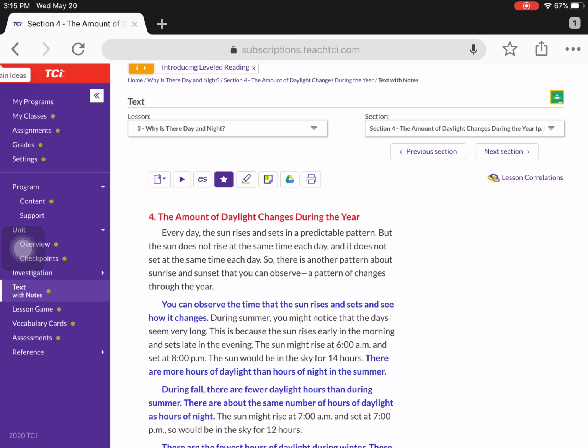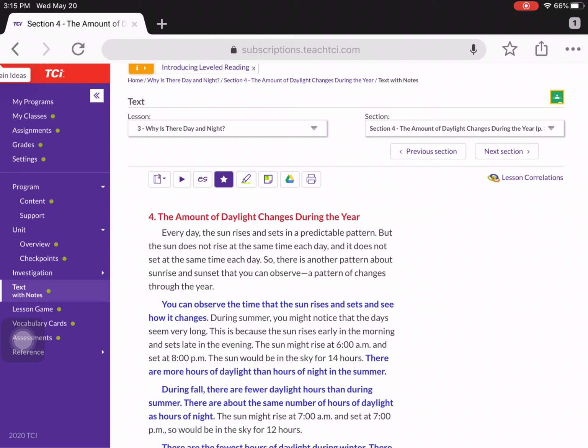Every year the sun rises and sets in a predictable pattern. But the sun does not rise at the same time each day, and it does not set at the same time each day. So, there is another pattern about the sunrise and sunset that you can observe, a pattern of changes throughout the year. You can observe the time that the sun rises and sets and see how it changes.